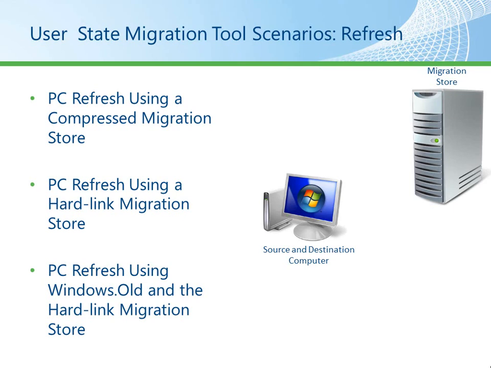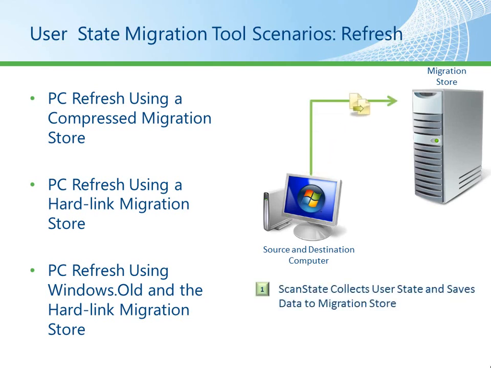So the first one at the top is the PC refresh using a compressed migration store. In this example, the user is going to keep the same computer, and we're just going to get the operating system updated. The administrator runs the scan state command line tool on each of the computers and saves the user state to a computer. So let me run that there.